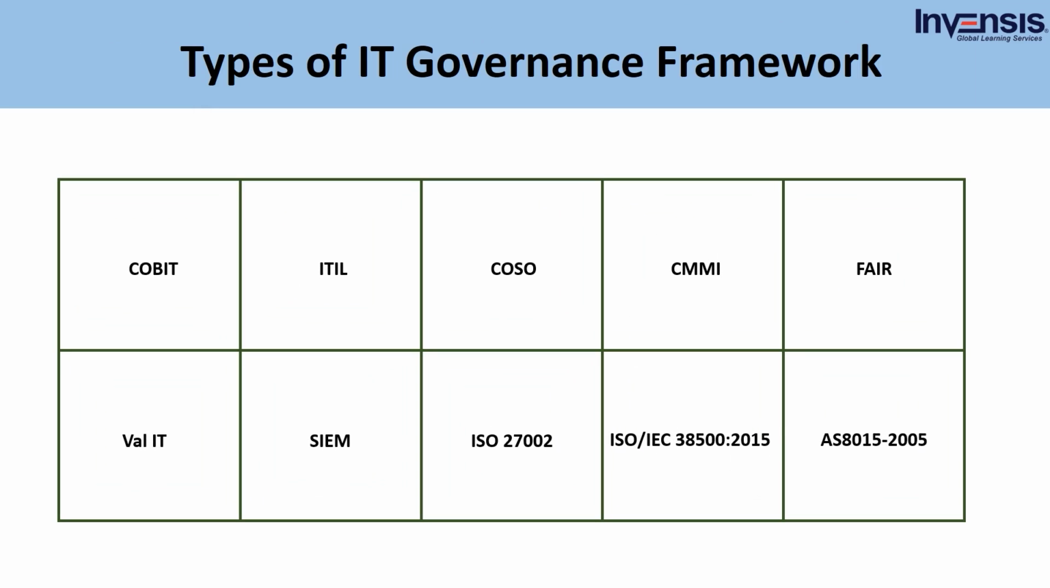They are COBIT or Control Objectives for Information and Related Technologies, ITIL or Information Technology Infrastructure Library, COSO or Committee of Sponsoring Organizations, CMMI or Capability Maturity Model Integration, FAIR or Factor Analysis of Information Risk, VAL-IT or Value from IT Investments, SIEM or Security Information and Event Management, ISO 27002 or International Organization for Standardization 27002.